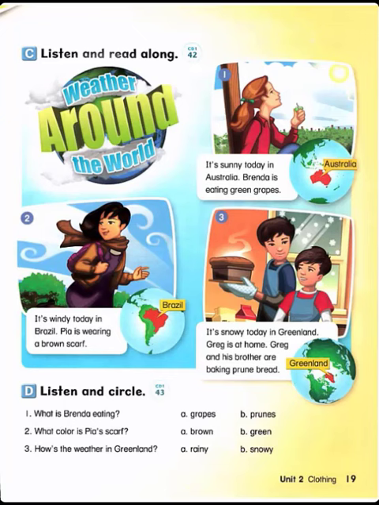Page 19. C. Listen and read along. Weather around the world. 1. It's sunny today in Australia. Brenda is eating green grapes. 2. It's windy today in Brazil. Pia is wearing a brown scarf. 3. It's snowy today in Greenland. Greg is at home. Greg and his brother are baking prune bread.